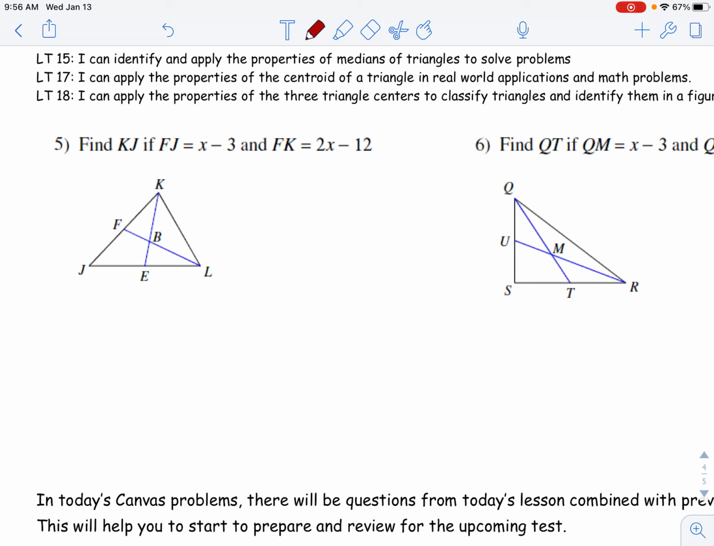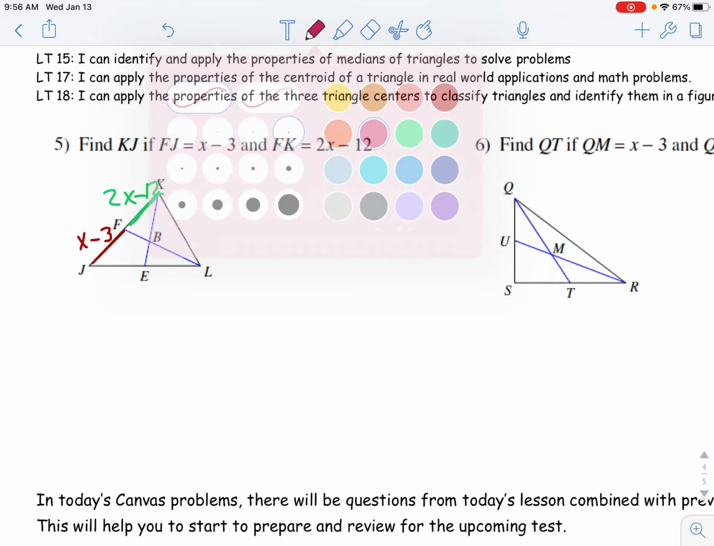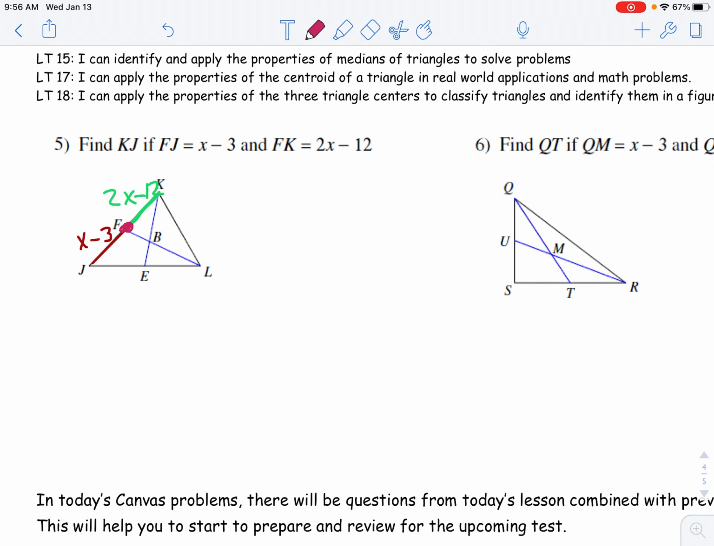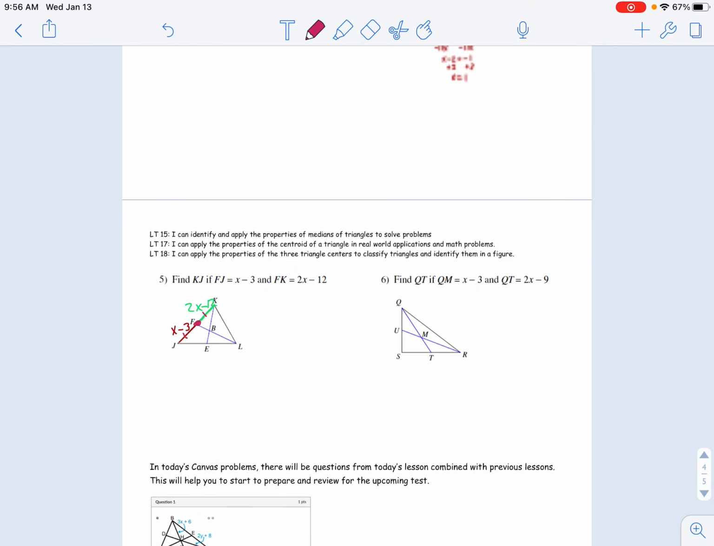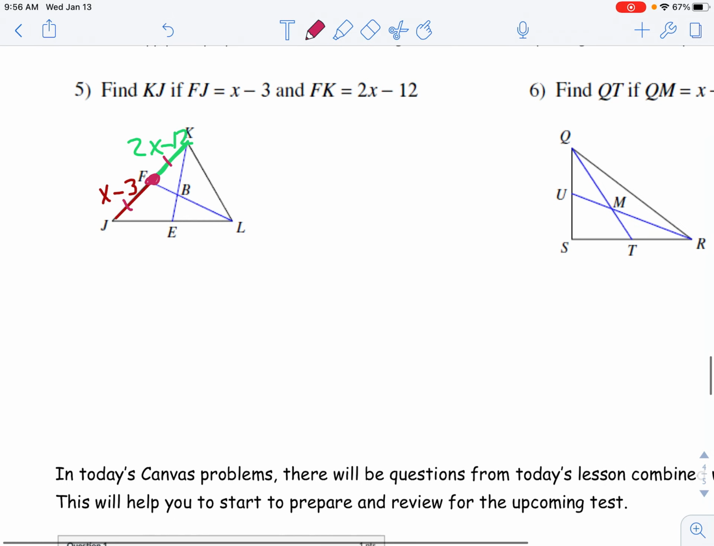Find KJ if FJ equals x minus 3 and FK equals 2x minus 12. All right, so FJ is x minus 3. FK is 2x minus 12. Okay, so this is very similar to the problem we did above, where we have two parts of the midpoint and you just set them equal to each other. So x minus 3 equals 2x minus 12.